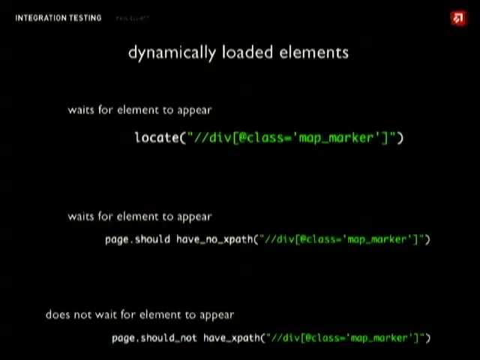Also, dynamically loaded elements. If you're using Ajax with Capybara, it's important to note that locate and have no XPath with a page should are going to wait for the element to appear. If you use page should not, then for whatever reason, it's not going to wait for the element. So you always want to say page should have no XPath or page should have XPath. Also, if you're waiting for elements to be there, you can just throw in a locate, and that'll tell Capybara to hang on for a couple seconds while it's waiting for something to get generated on the page.